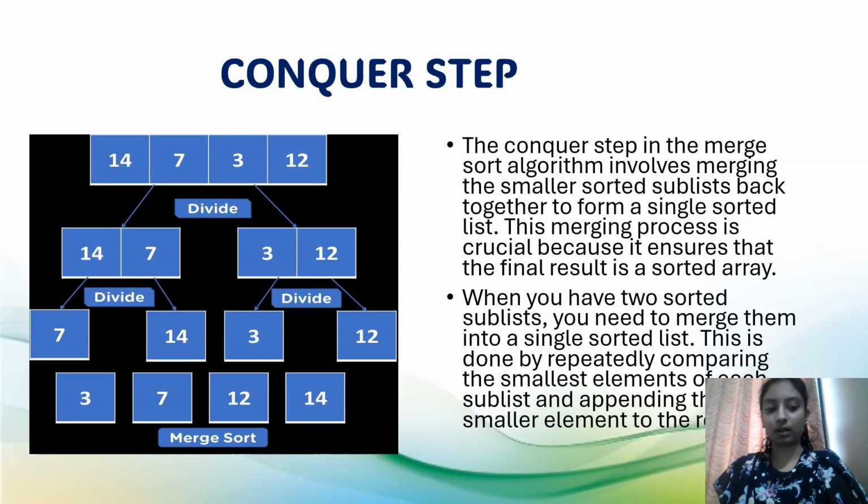The next step is the conquer step. The conquer step in the merge sort algorithm involves merging the smaller sorted sublists back together to form a single sorted list. This merging process is crucial because it ensures that the final result is a sorted array. When you have two sorted sublists, you need to merge them into a single sorted list.